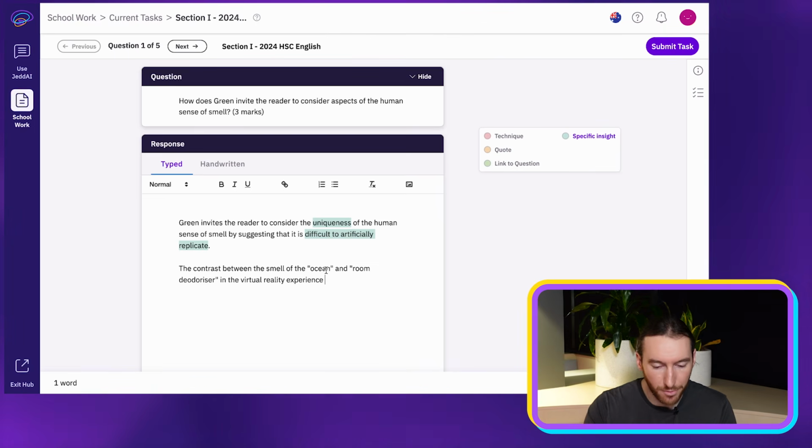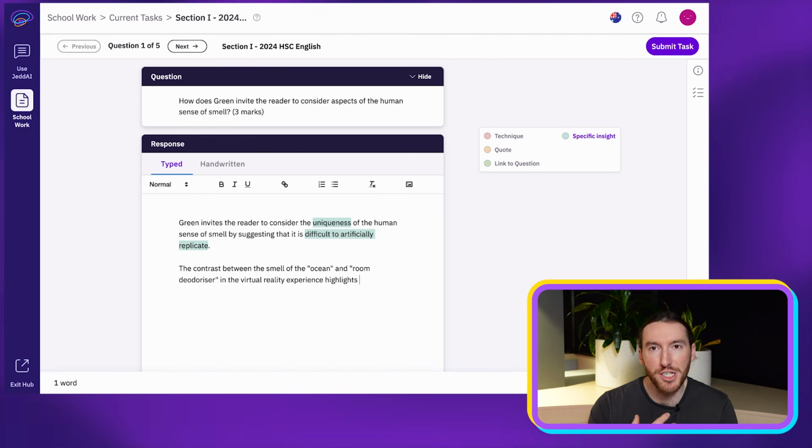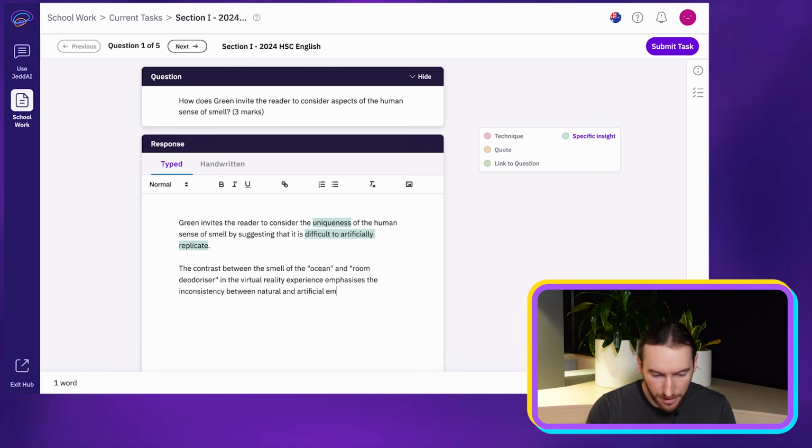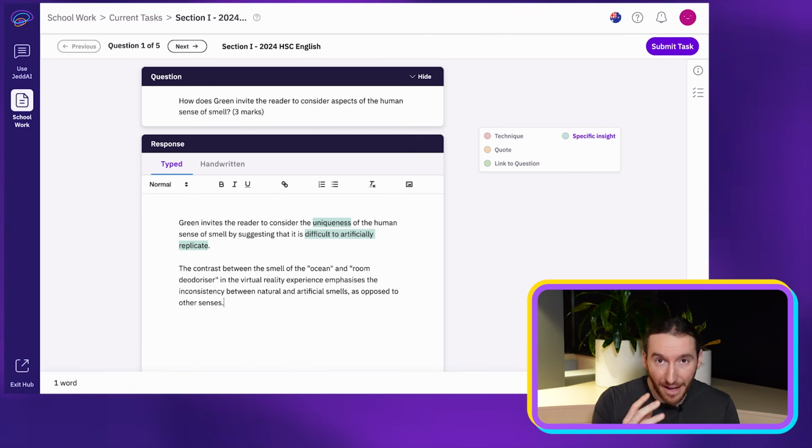So started with the technique, then brought in the quotes, highlights, and you can just use any verb here. I like to use the SPICED verbs. SPICED for suggests, portrays, illustrates, conveys, emphasizes, depicts, or demonstrates. So SPICED gives you 6 go-to verbs to use. I'm not using one of them now, but I will now that I've said that. Emphasizes the inconsistency between natural and artificial smells as opposed, now I'm just adding this, as opposed to other senses. Okay, that's enough. I'm just showing the bare minimum to get the 3 out of 3 here.